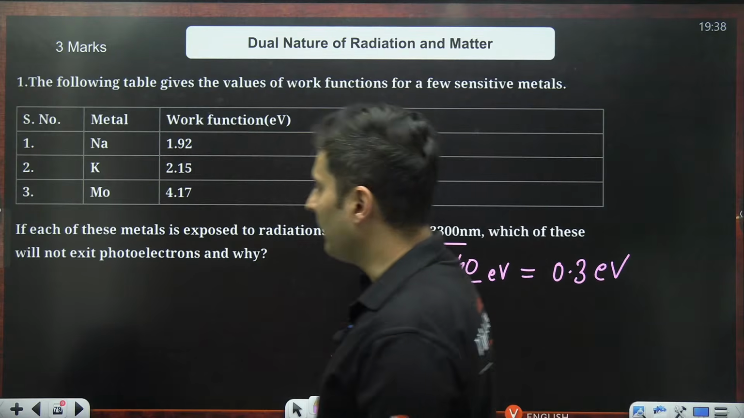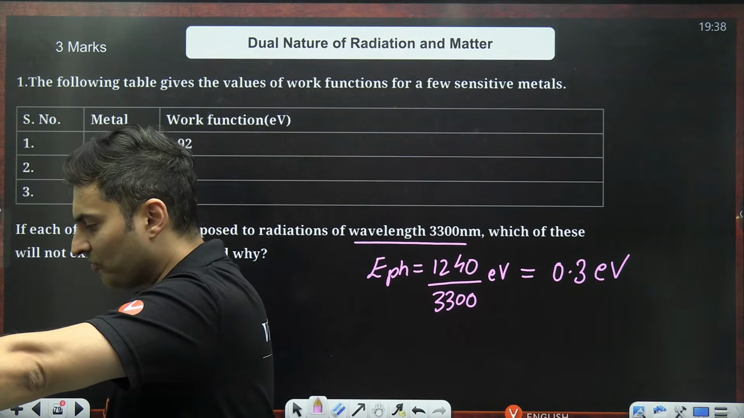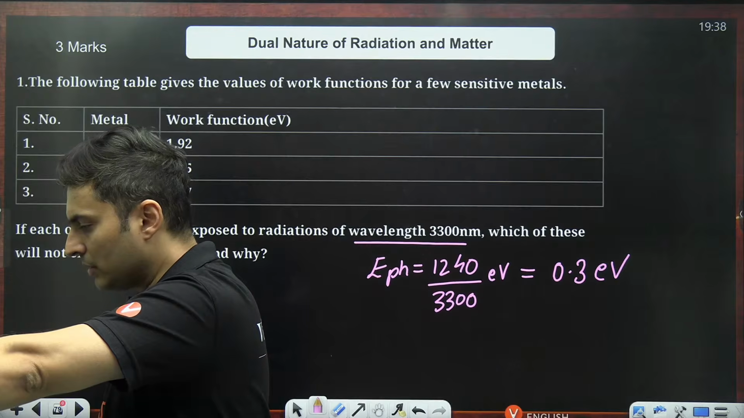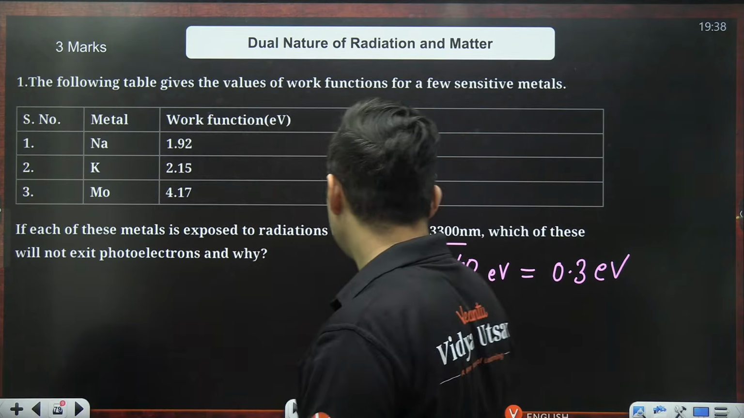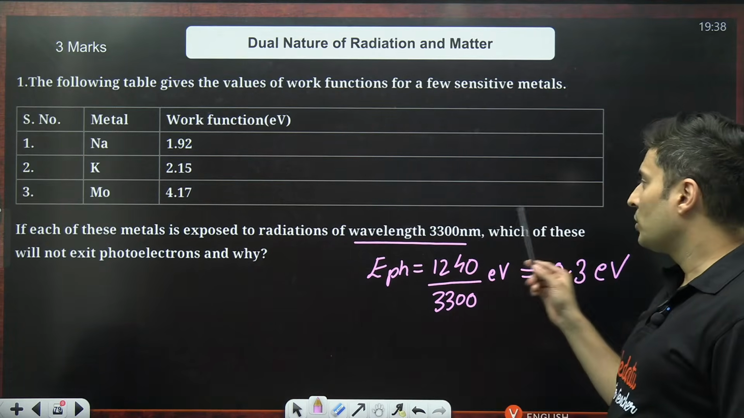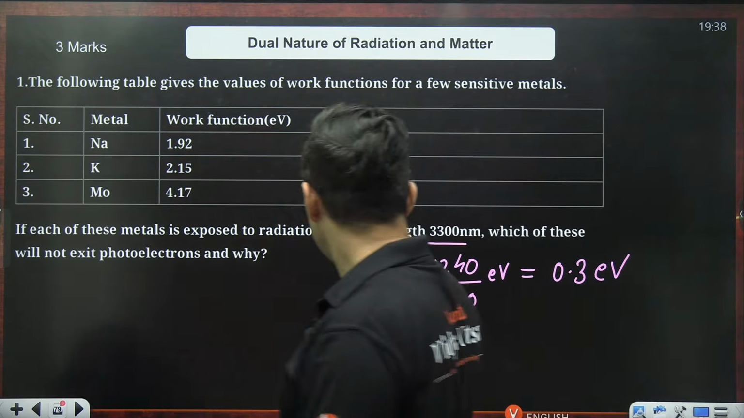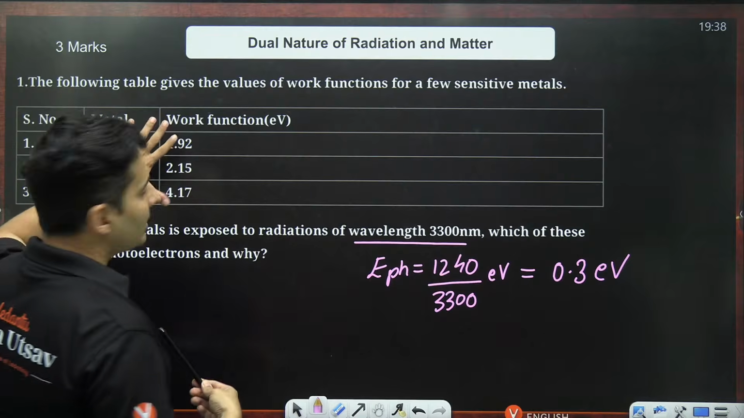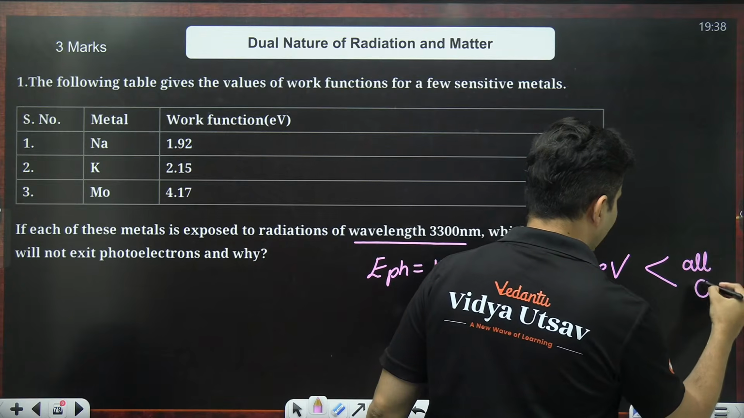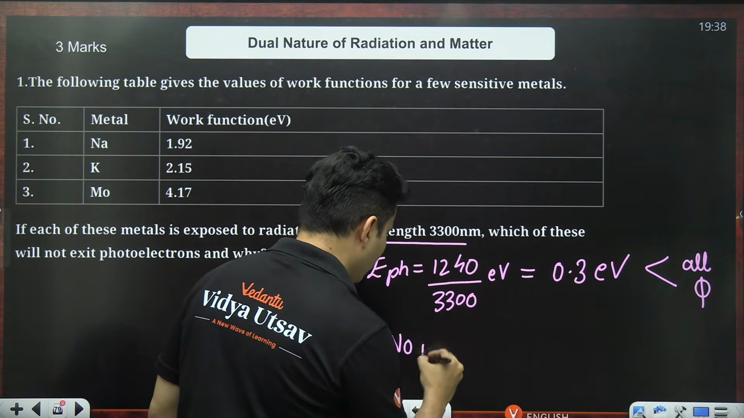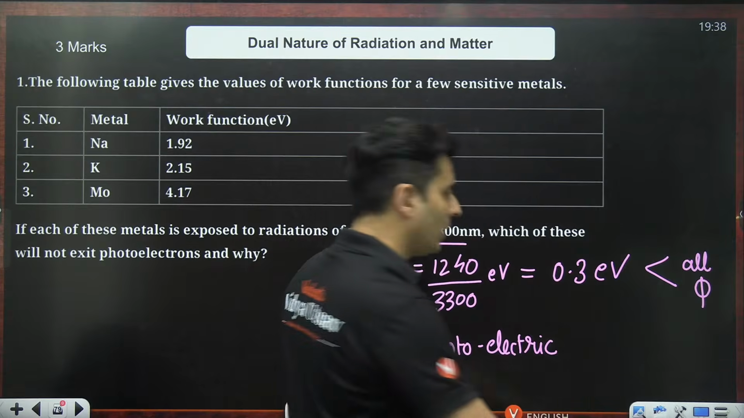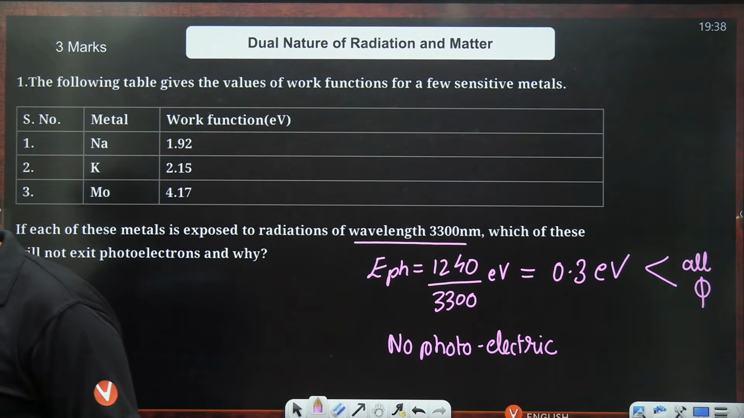Now tell me, is the energy of the photon more than any of the work functions? No, right? So if this is 3300 nanometers, do you think this will be more energetic than the work function? No. So this is less than all the work functions. Hence, no photoelectric effect will occur. Got it? Everyone?